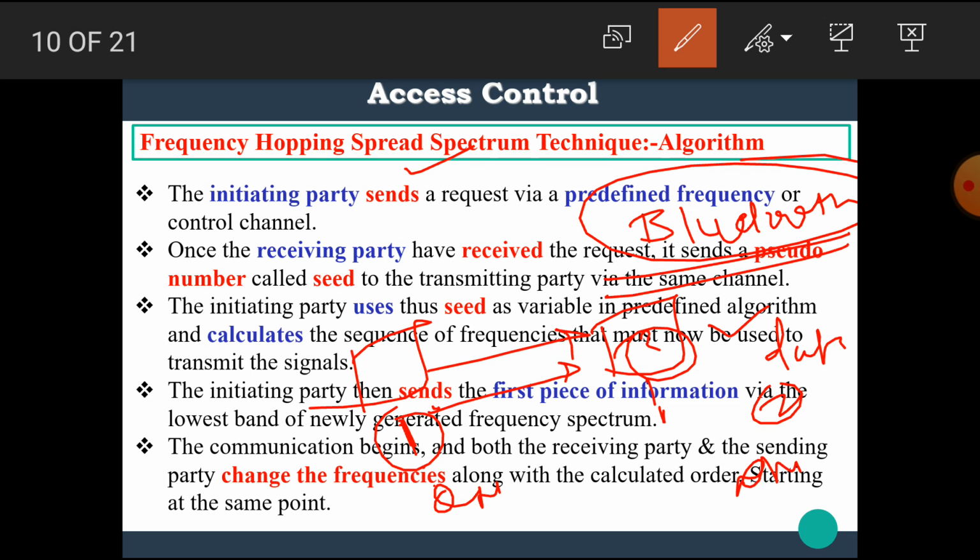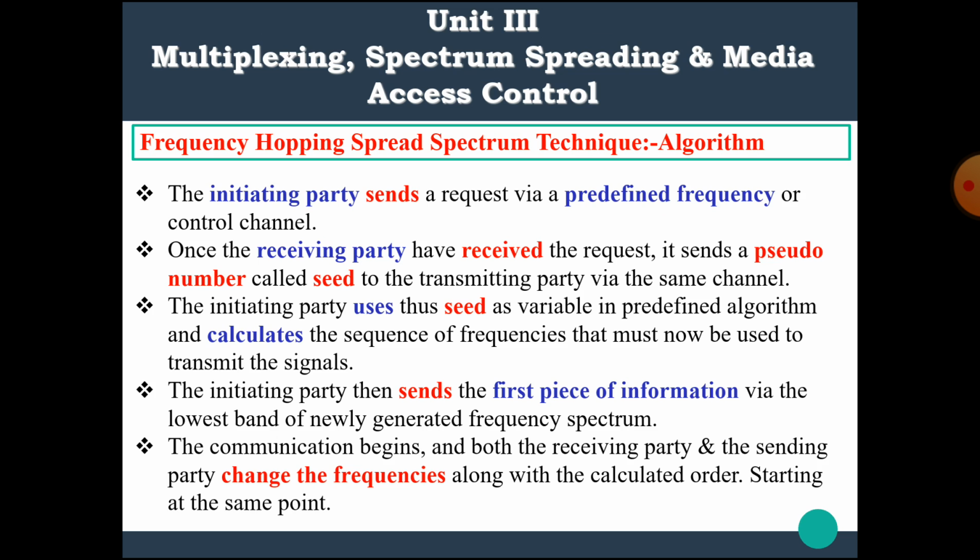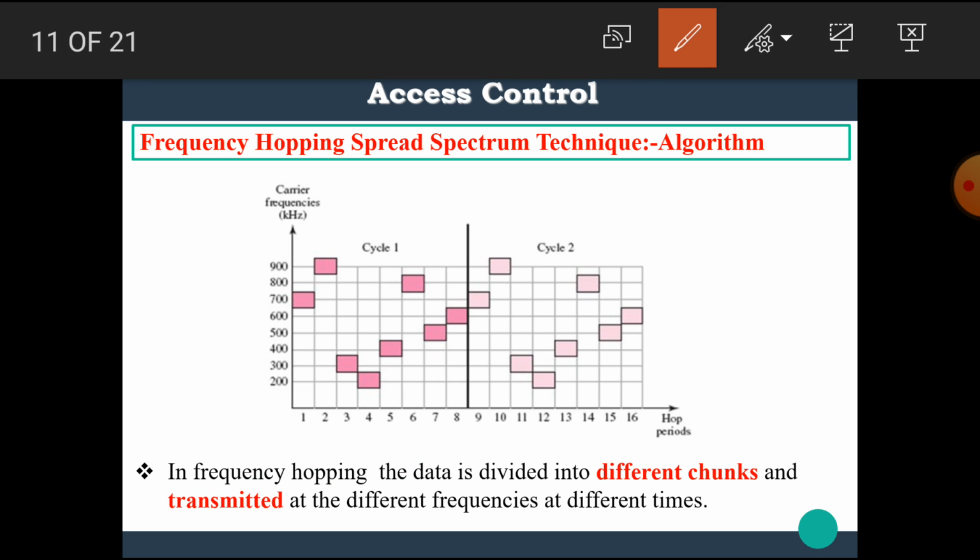Then after pairing, the transmission begins. Okay, the Bluetooth is an example of an FHSS system. I hope now you all understand this system. Okay, let's see the graphical representation of this system.